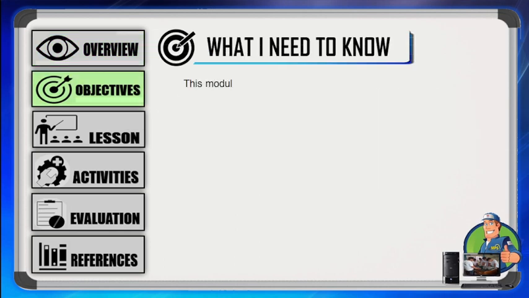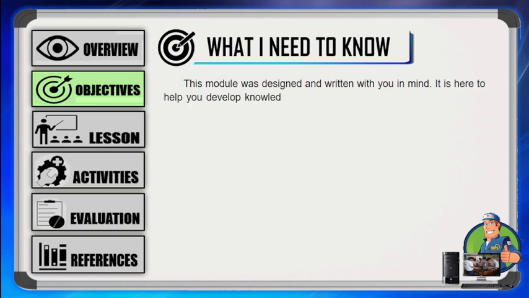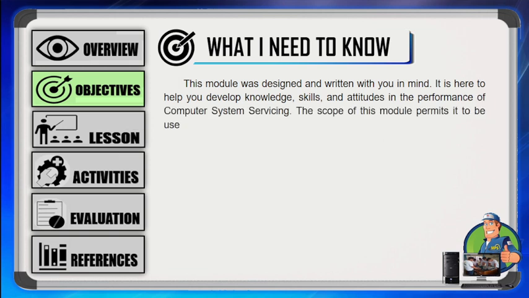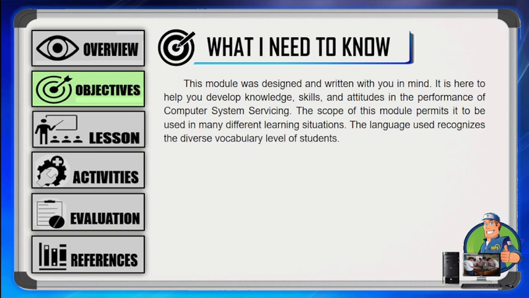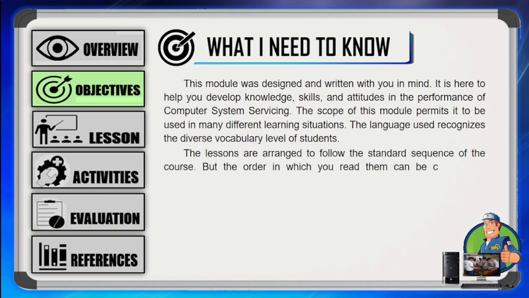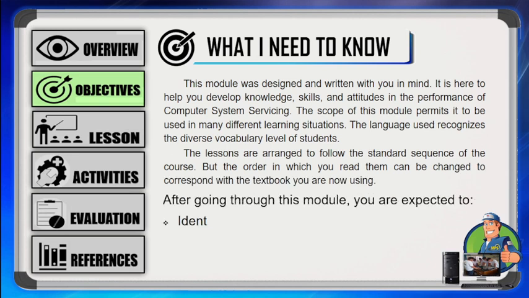Objectives: what I need to know. This module was designed and written with you in mind. It is here to help you develop knowledge, skills, and attitudes in the performance of computer system servicing. The scope of this module permits it to be used in many different learning situations. The language used recognizes the diverse vocabulary level of students. The lessons are arranged to follow the standard sequence of the course. But the order in which you read them can be changed to correspond with the textbook you are now using. After going through this module, you are expected to identify the computer system tools and procedures used for configuration.